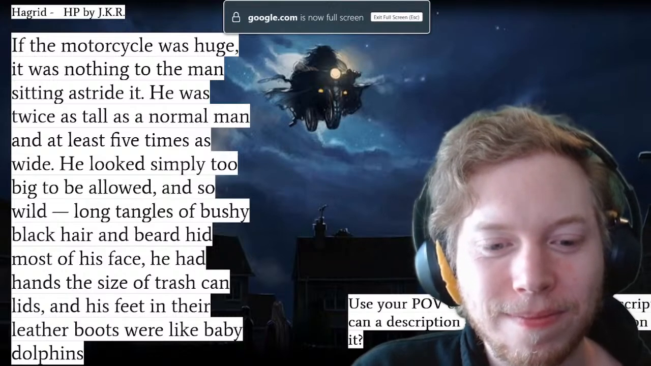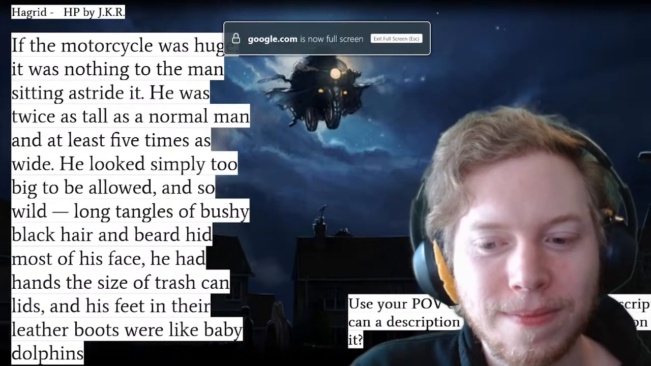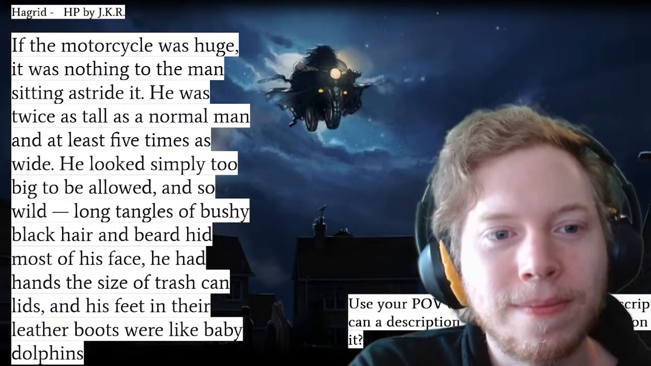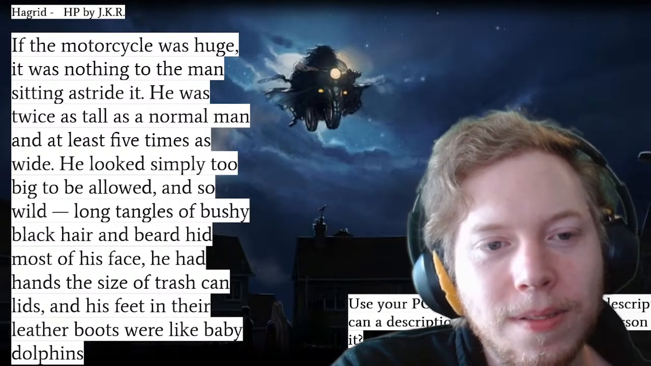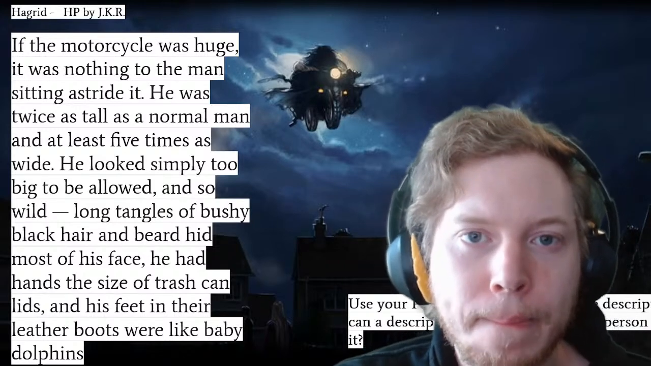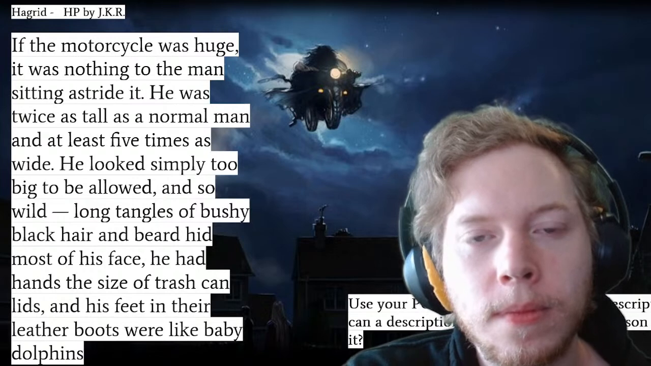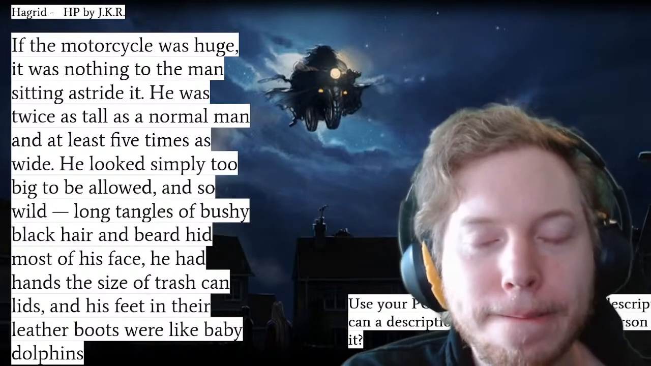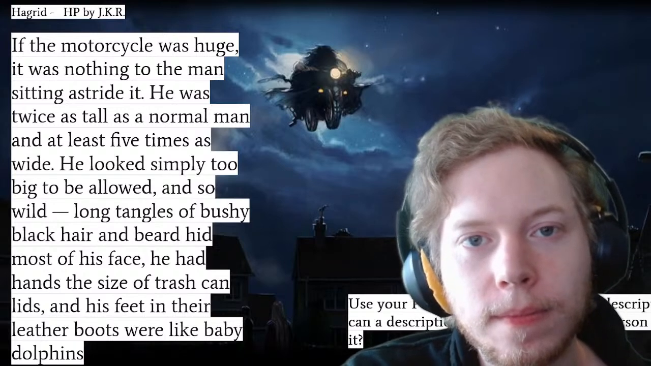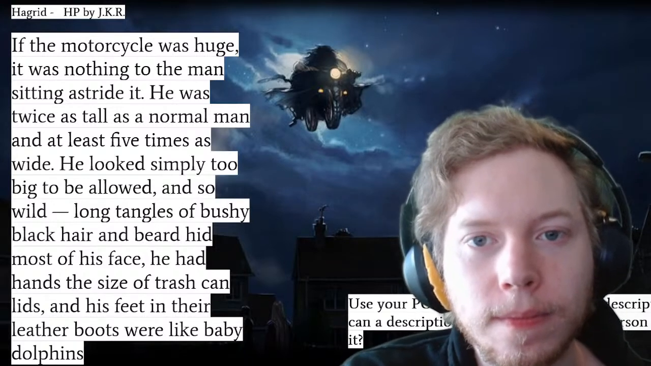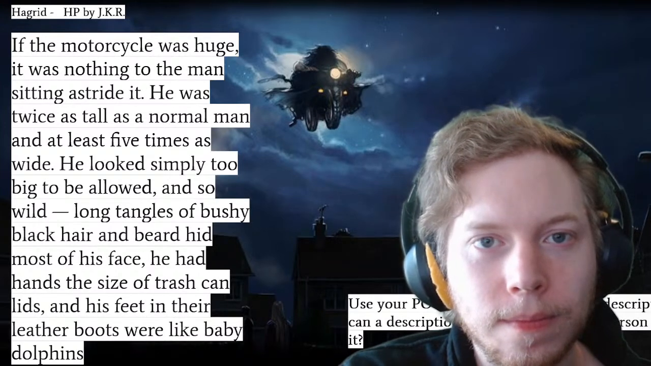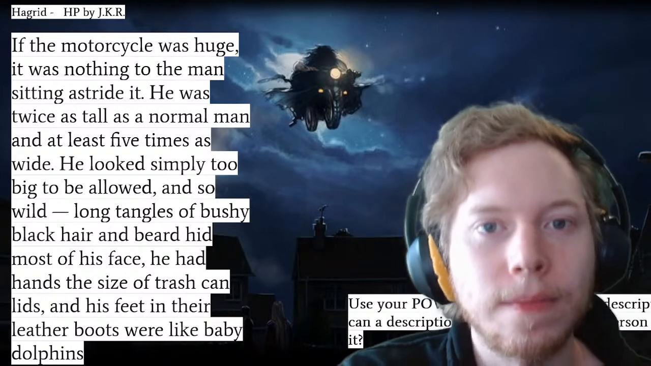These are things that kids know. Kids know what trash can lids look like. They know the size of a baby dolphin, so they can match it. But it's a silly enough comparison that it stands out in your brain. And actually, J.K. Rowling is the absolute best at defining characters. The way she does it is using the same thing to describe the characters so it gets stuck in your head. So Dumbledore has a crooked nose.